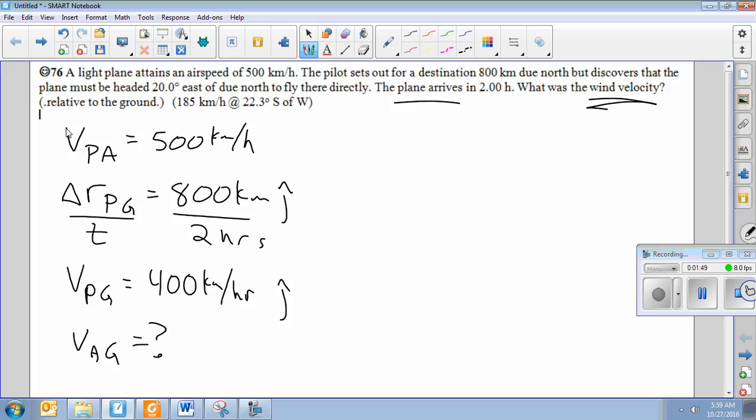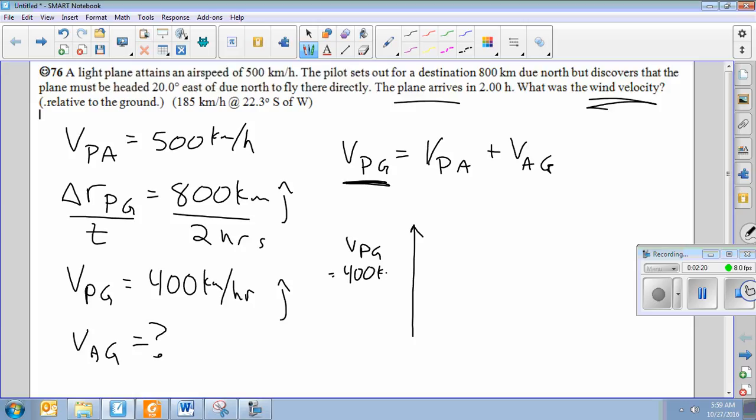We've got 3 different velocities here, right? You can write it out in a couple of ways, but the way that jumps out at me is this: the velocity of the plane relative to the ground is equal to the velocity of the plane relative to the air plus the velocity of the air relative to the ground, right? So we need to draw a vector diagram that represents that. We already know that the velocity of the plane relative to the ground is supposed to be 400 kilometers an hour due north, right?